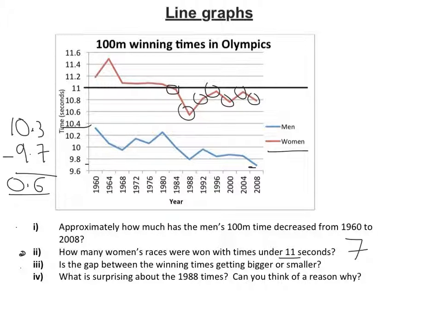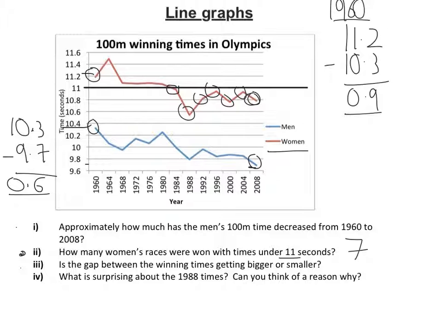Now, is the gap between the winning times getting bigger or smaller? So it means, is the gap between the 1960s times a bigger gap than in 2008? So in 1960, we have the women's time was roughly 11.2, and the men's time was roughly 10.3 seconds. So let's work out the gap: 0.9 in 1960. Now in 2008, we've got the women's time here, which is roughly 10.8, and the men's time is roughly 9.7. So the gap is now 1.1 seconds. So the gap is getting bigger over time.